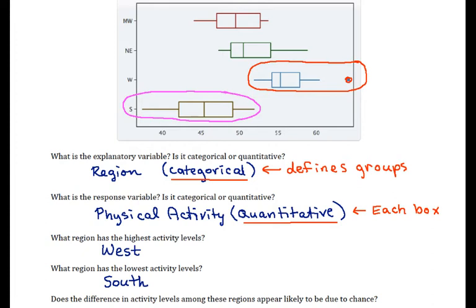So lowest activity levels are seen in the South. And I would say that this difference is pretty dramatic. So when we get into the question of whether this difference appears likely to be due to chance, that could either be a very small difference, or it could be maybe a very small sample size. In this case, we have 50 states, and each state is a case. It's not a huge sample for 4 groups, but the difference is pretty dramatic here. So I would say this looks unlikely to be due to chance.